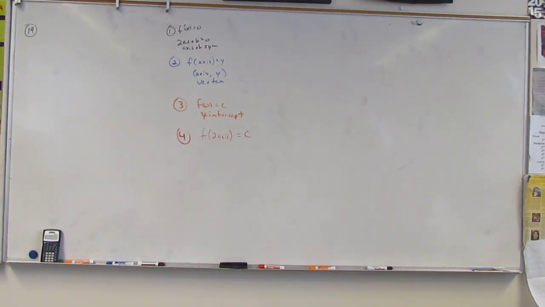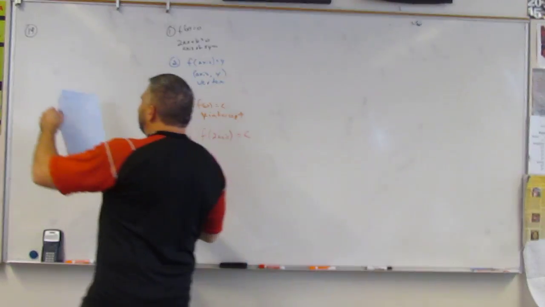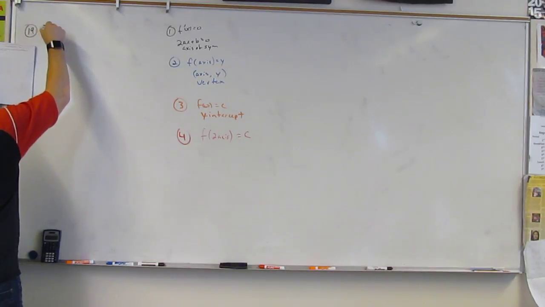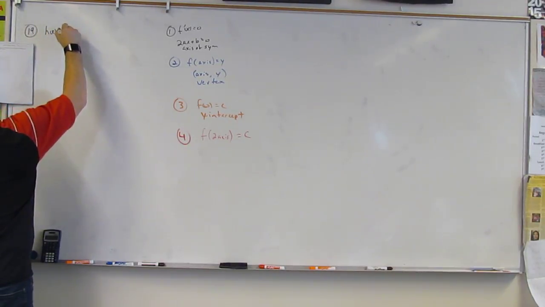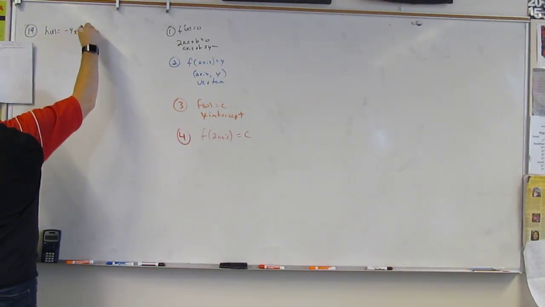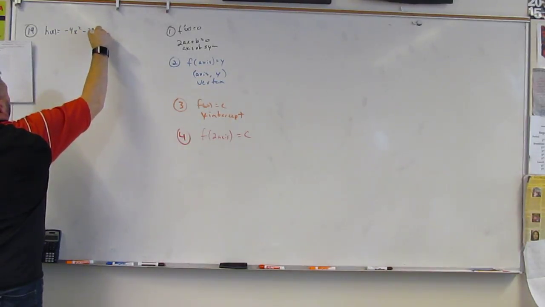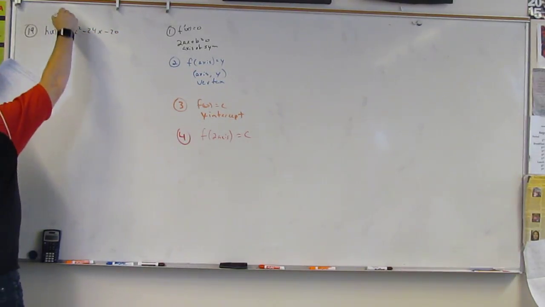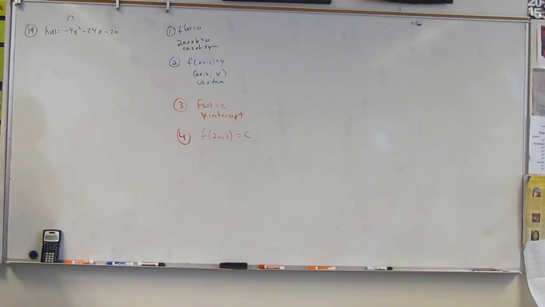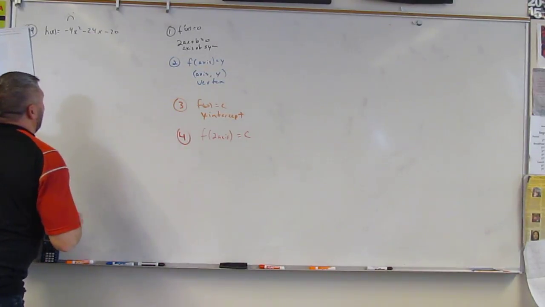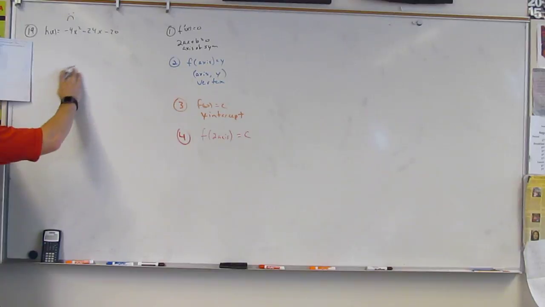Number 19, Rosalind's favorite number. All right. h of x is equal to negative 4x squared minus 24x minus 20. We know that it's frowning, right? Okay, so let's take a look at this sucker.